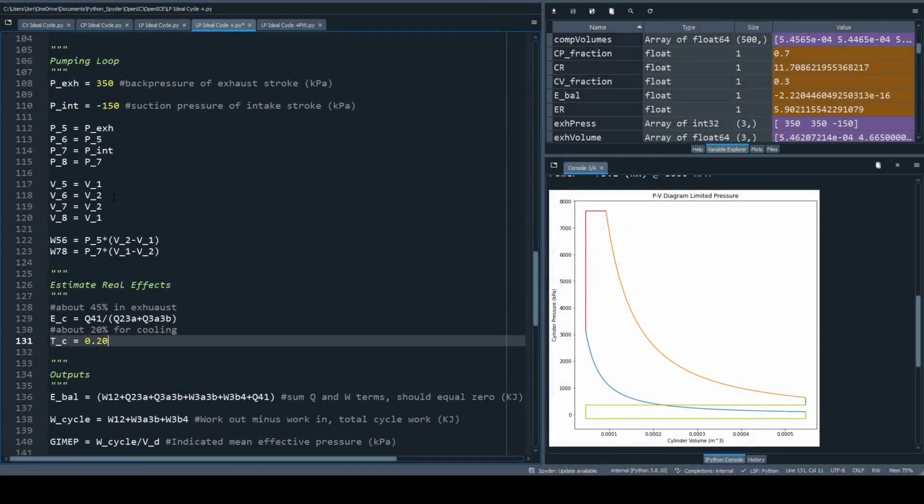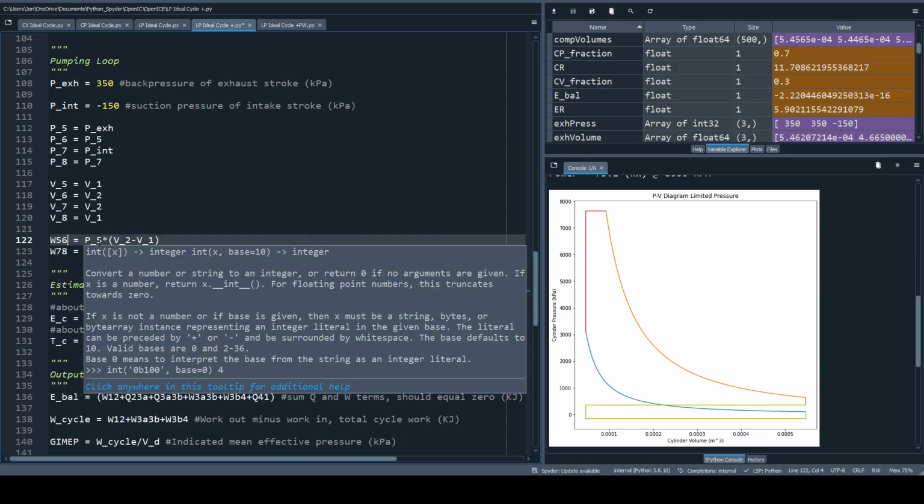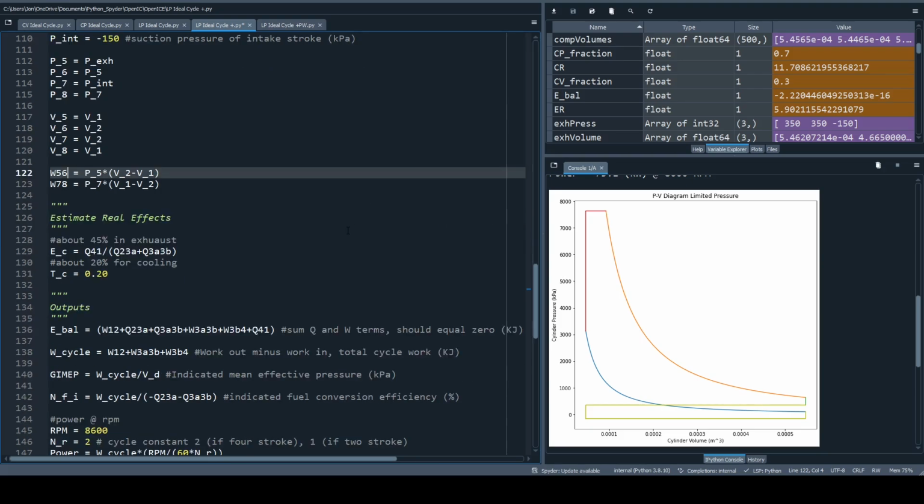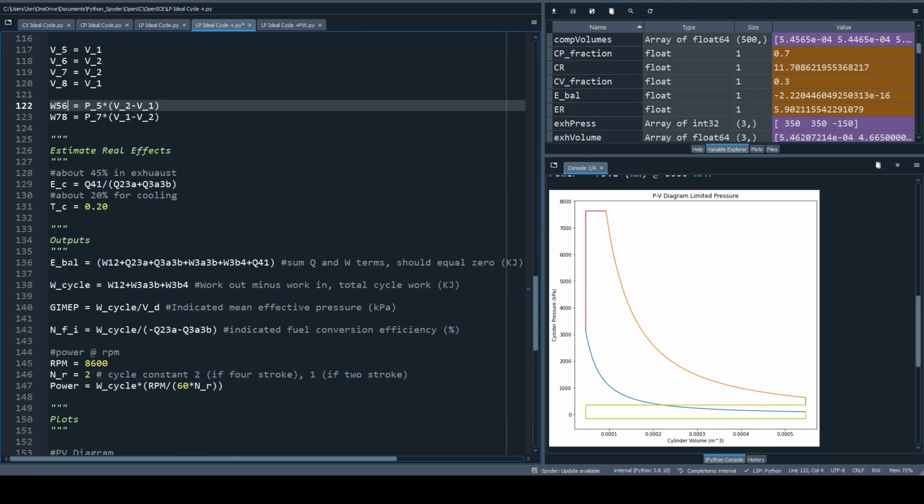So now we want to account for the work done during mass transfer. This one's easy. We just put the pumping loop in a little bit ago, and we got work 5, 6, work 7, 8. So those are really our work terms for that mass transfer, but we want to be able to track that in our outputs.